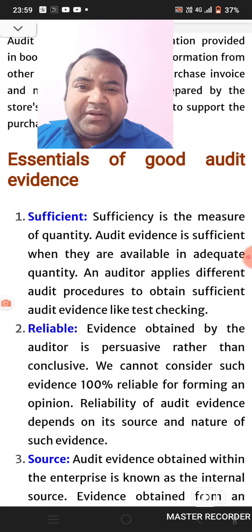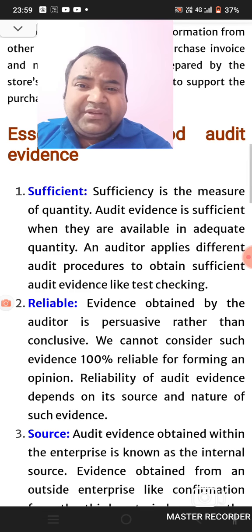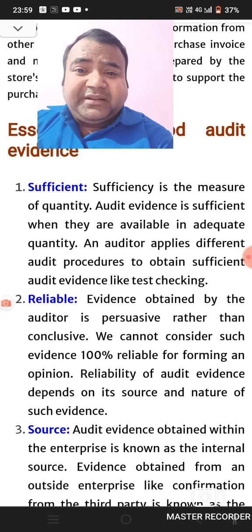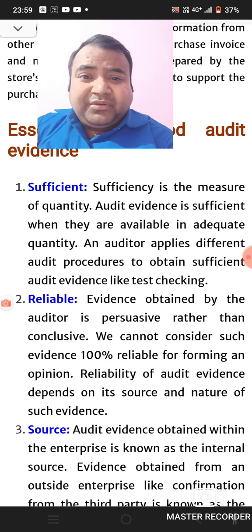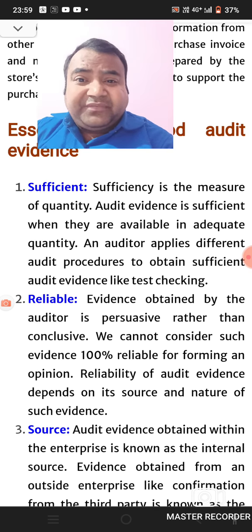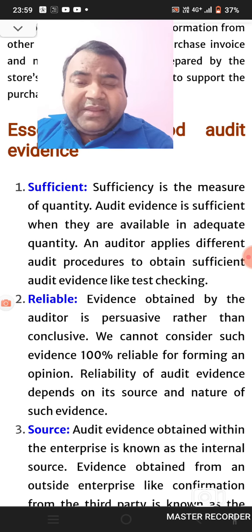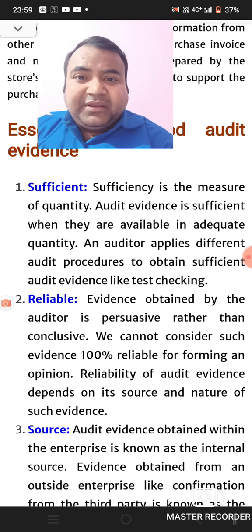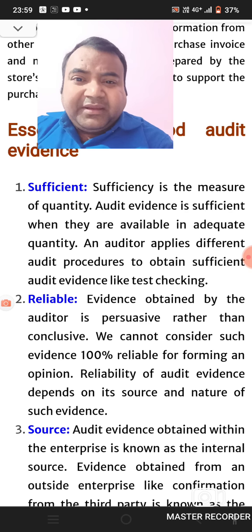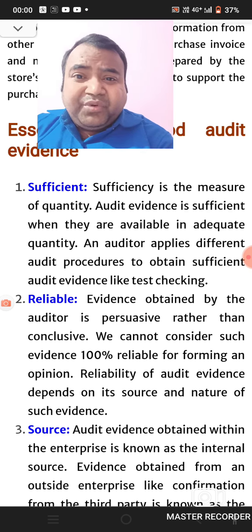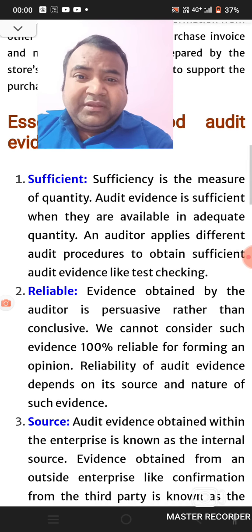Sufficiency is the measure of quantity. Audit evidence is sufficient when it is available in adequate quantity. Whatever audit evidence is collected by the auditor, we have to see its sufficiency, whether it is in good quantity or not. Sometimes sufficiency requires a lot, because one or two pieces are not enough. So more and more is required.